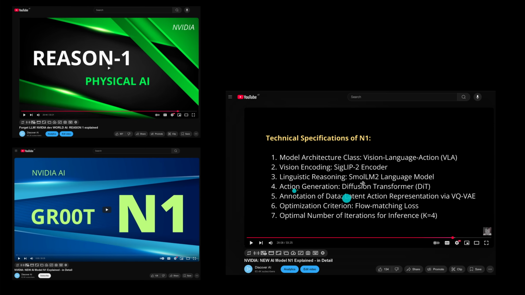Just look here, I showed you in my video the technical specifications of N1. For the model architecture class, we have a vision language action model, beautiful. But just for the vision encoding, we have a SigLIP 2 encoder. For the linguistic reasoning, we have a small LM2 language model. For the action generation, we have a complete diffusion transformer. For the annotation of data, just for the annotation, we have a vector quantized variational autoencoder. For the optimization, we have a complete mathematics that I showed you in the video about flow matching loss functions that are highly specific, and then the optimal number of iterations if you run the inference turns out to be 4.